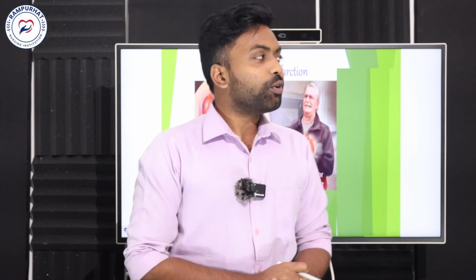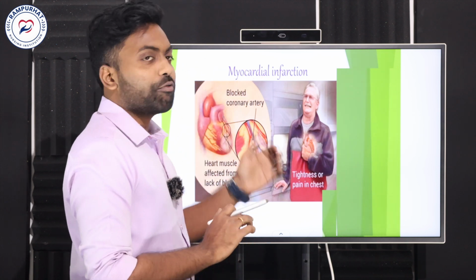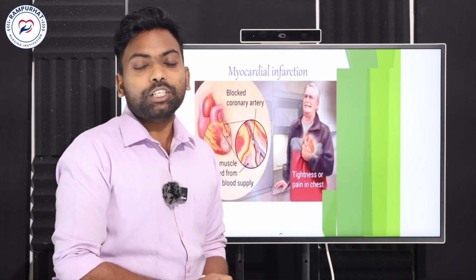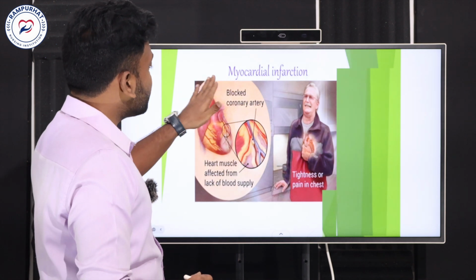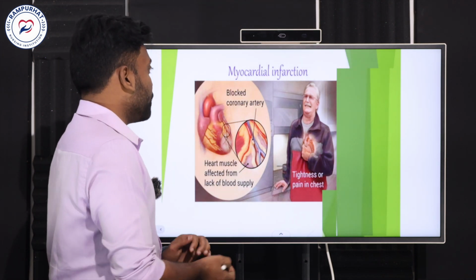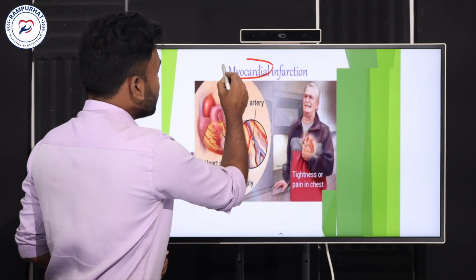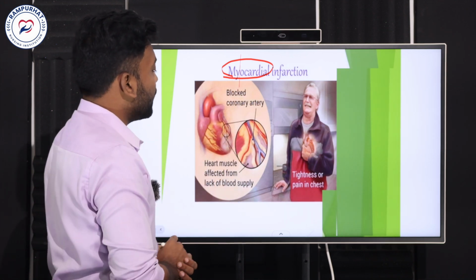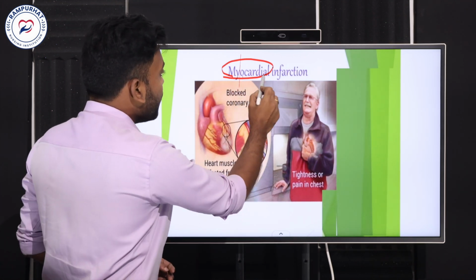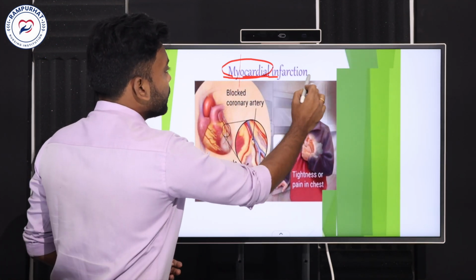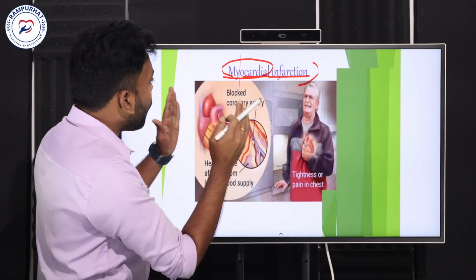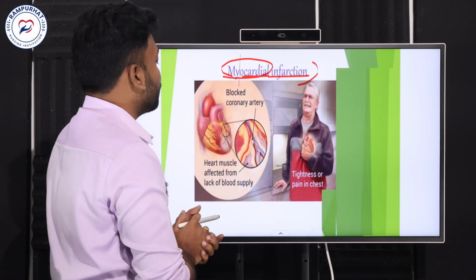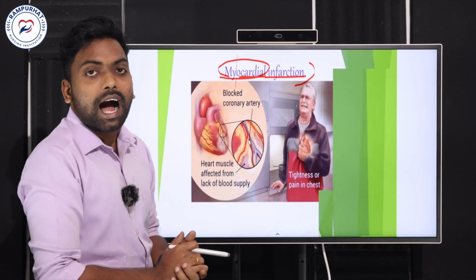My dear students, today's session is about myocardial infarction. The myocardial infarction topic belongs to medical surgical nursing. So what is the meaning of myocardial infarction? In our medical terminology, myo is the middle layer of the heart, cardia is heart, and infarction is collapse, whereas necrosis also. So what is the exact meaning of myocardial infarction? It is also known as heart attack.